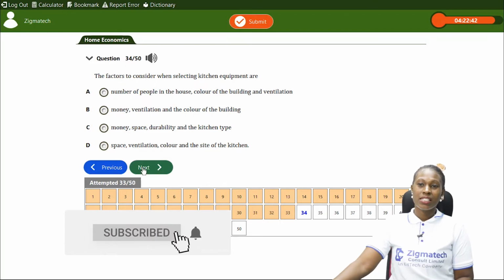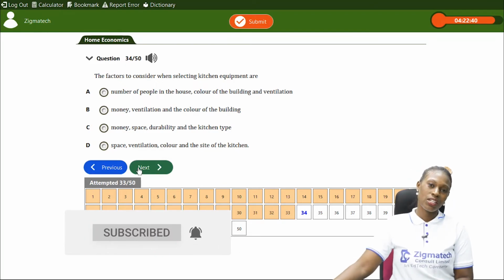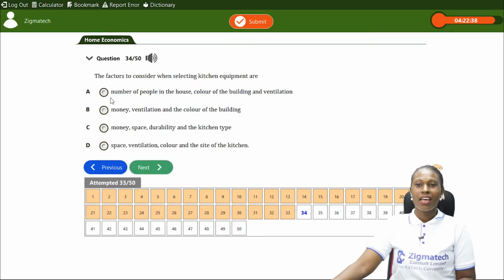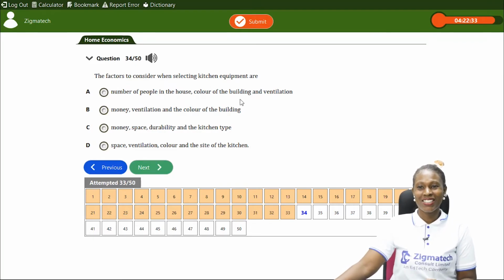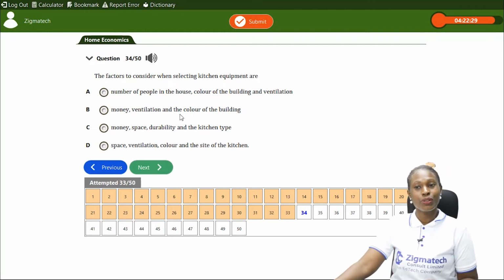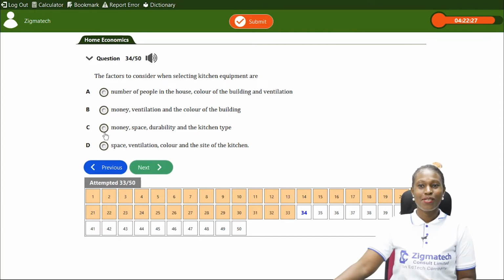The factors to consider when selecting kitchen equipment are: A, number of people in the house, color of the building and ventilation. B, money, ventilation and the color of the building. Are these necessary? Then C, money, space, the durability and the kitchen type.